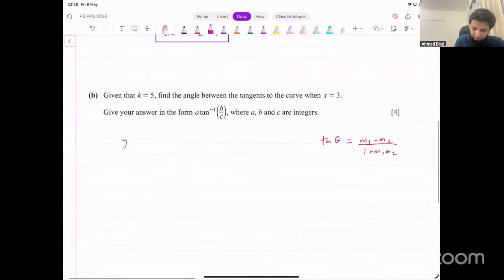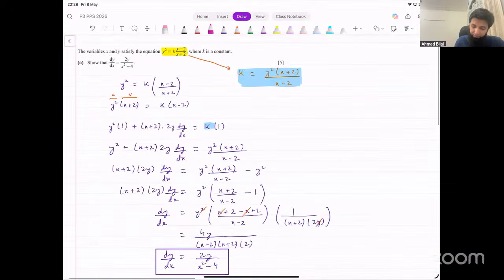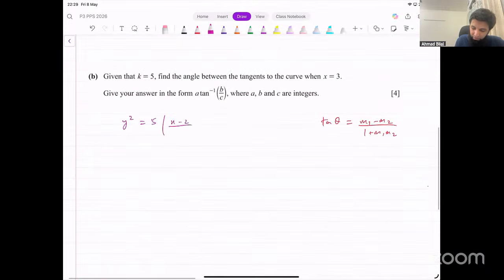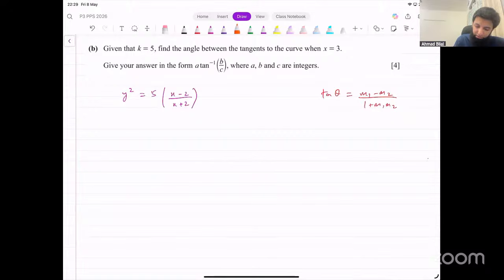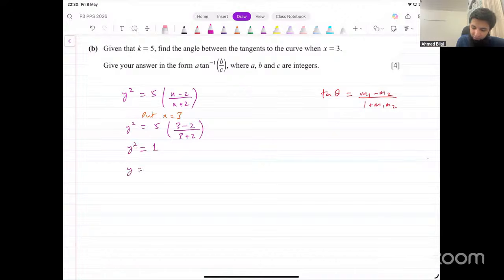That's straightforward now. y squared is equal to, these are easy marks if you remember this formula. The value for k is 5, so we have 5 into x minus 2 over x plus 2. Input x equal to 3 in this. Now when we do that, we get y squared equal to 5 into 3 minus 2 divided by 3 plus 2. 5 and 5 get cancelled and we are just left with 1. So y squared equals 1 and that gives us y equal to 1 or y equal to negative 1.